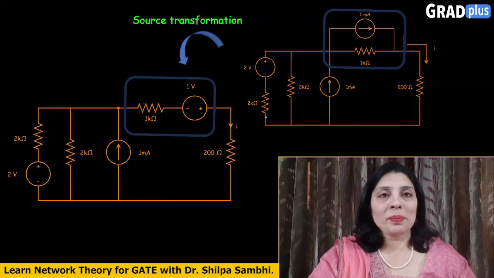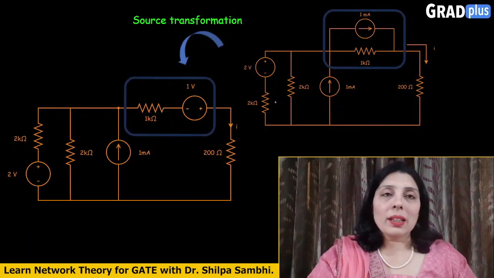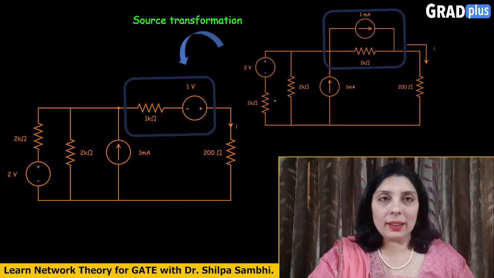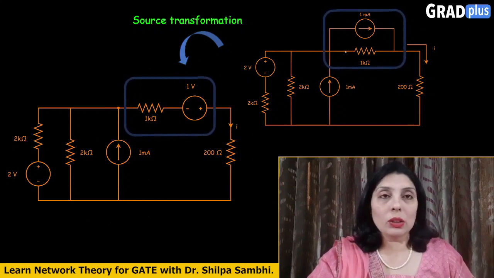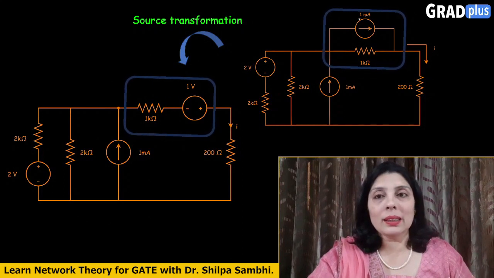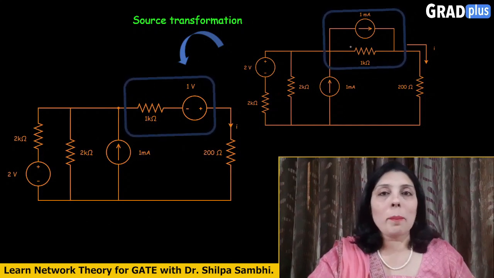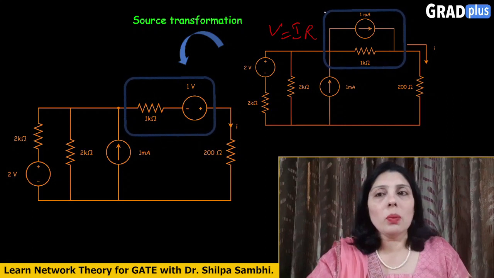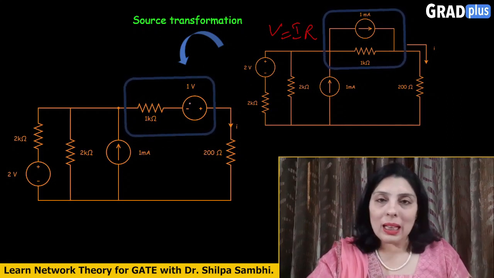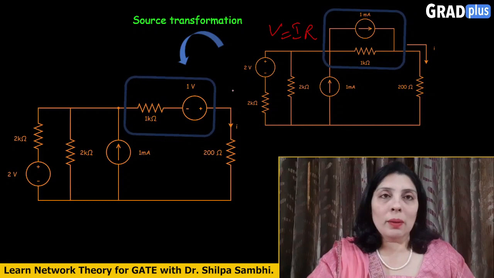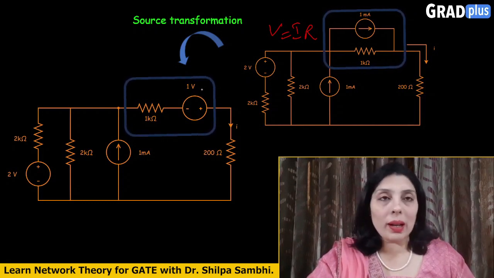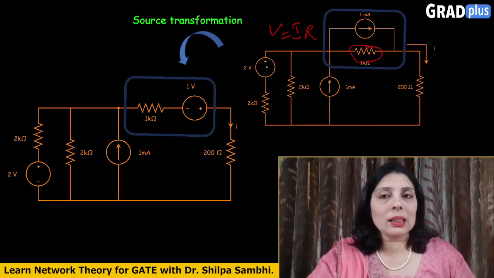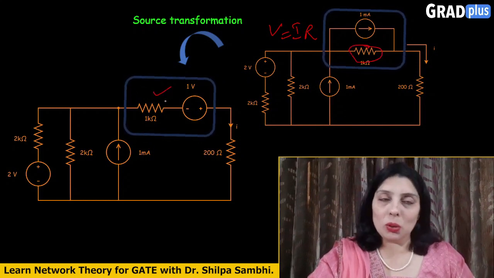So what do you observe here? First of all, we need to simplify the circuit, and the only thing which quickly comes to our eyes is this current source with the parallel resistor. So simply use V is equal to IR for the source conversion and convert this current source to a voltage source like this. So when you convert this, you will get the value for the voltage source as 1 volt, and this parallel resistor will come in series to the voltage source.